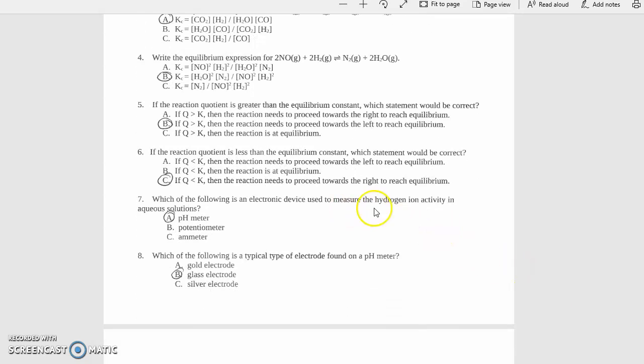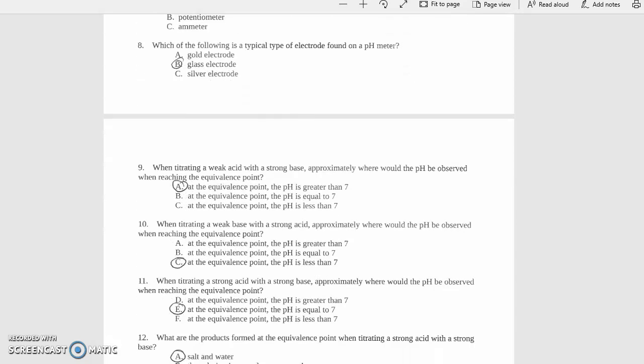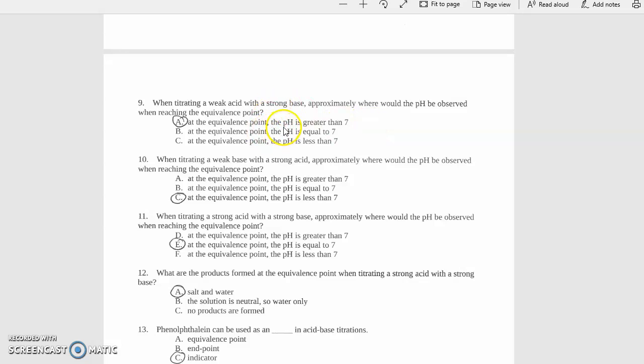And the electronic device to measure hydrogen ion activity is a pH meter. And the glass electrode is what is best used there. Number 9. The equivalence point, the pH, is greater than 7, okay? So with a weak acid, the pH at the equivalence point is greater than 7. A weak base with a strong acid, the equivalence point pH is less than 7. So this is a weak acid with a strong base. This is a weak base with a strong acid. Whichever one is strong, the pH is going to be towards that side. That's why it's greater here, lesser here. Strong acid, strong base, it's at 7.